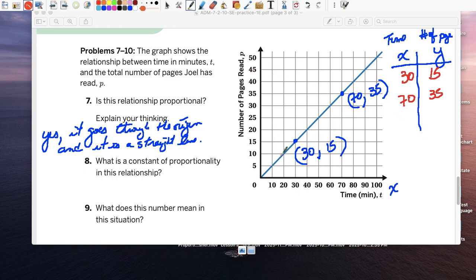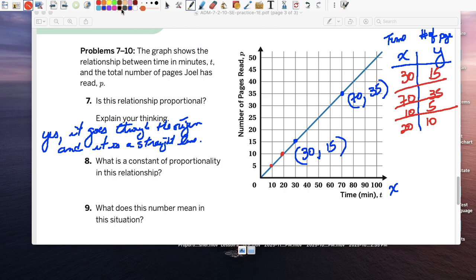You can actually look, we have so many. You can use this one, you can use this one. So let me plug in a couple more. 10 minutes, I read 5 pages. There's another one here. 20 minutes, I read 10 pages. And so forth and so forth. Okay. Now, can you find a constant of proportionality?